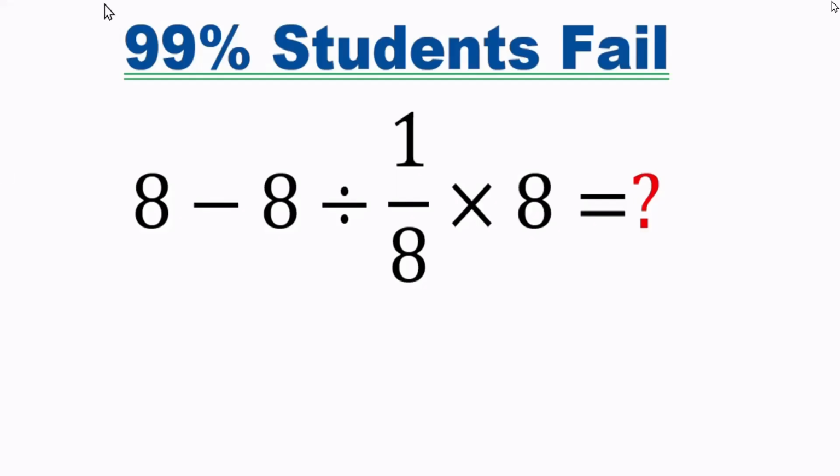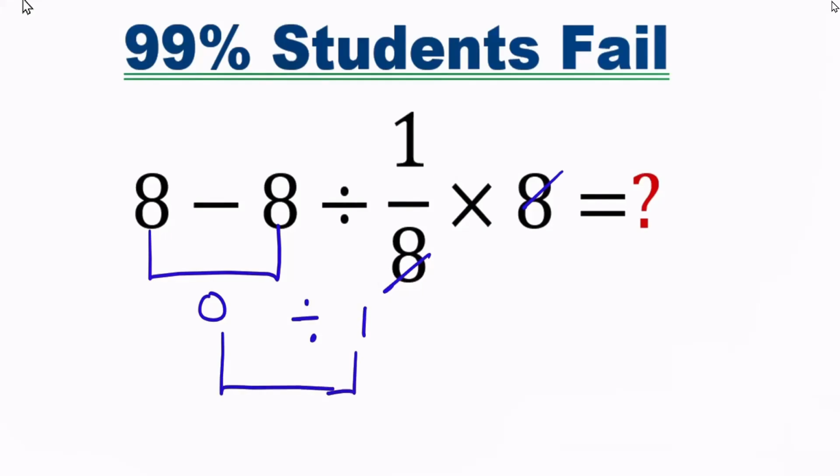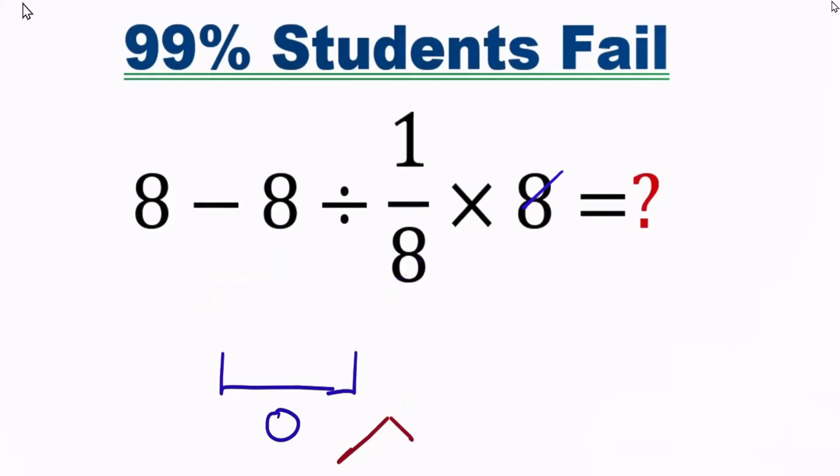One can come and say this 8 and this 8, if I subtract, I get 0. Then I remain with this division symbol. Then this 1 out of 8 multiplied by 8, this and this would cancel to give us a 1. And then 0 divided by 1 gives us a 0. But guess what? This answer is completely wrong. So let us have the correct approach of working out this number correctly.